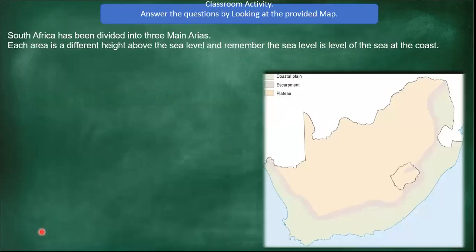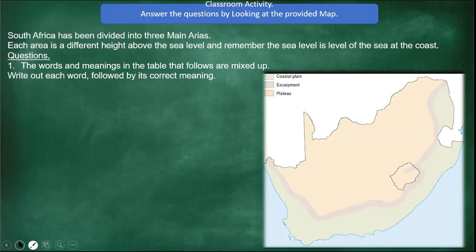Okay, as I've said, South Africa has been divided into 3 main areas. Each area is a different height above the sea level. And remember, the sea level is the level of the sea at the coast, right? So let's do this.